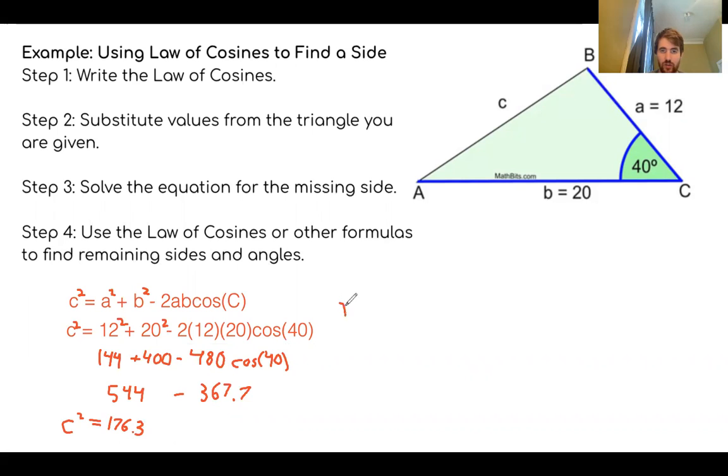So we need to do the square root of C squared equals the square root of 176.3. Put that into your calculator. Square root 176.3. And it equals about 13.28. So C equals 13.28.